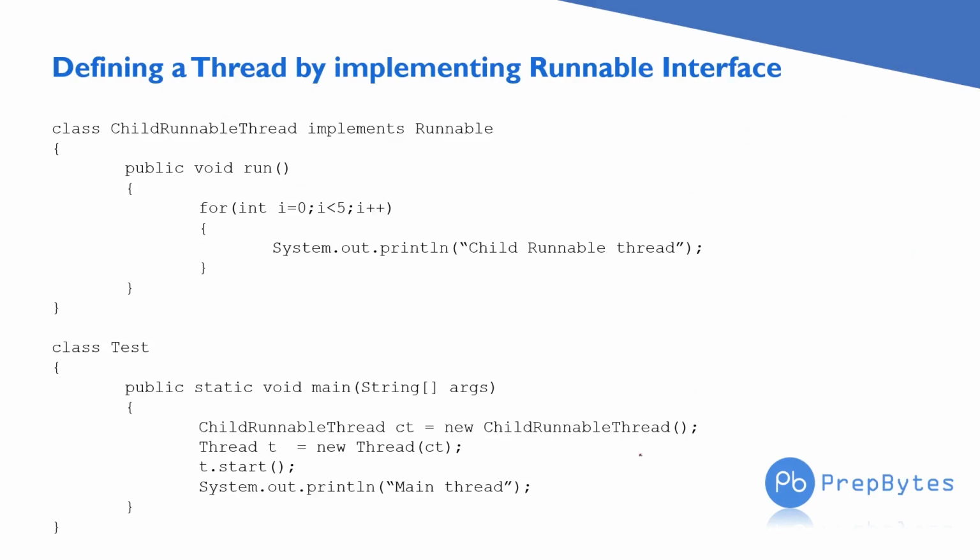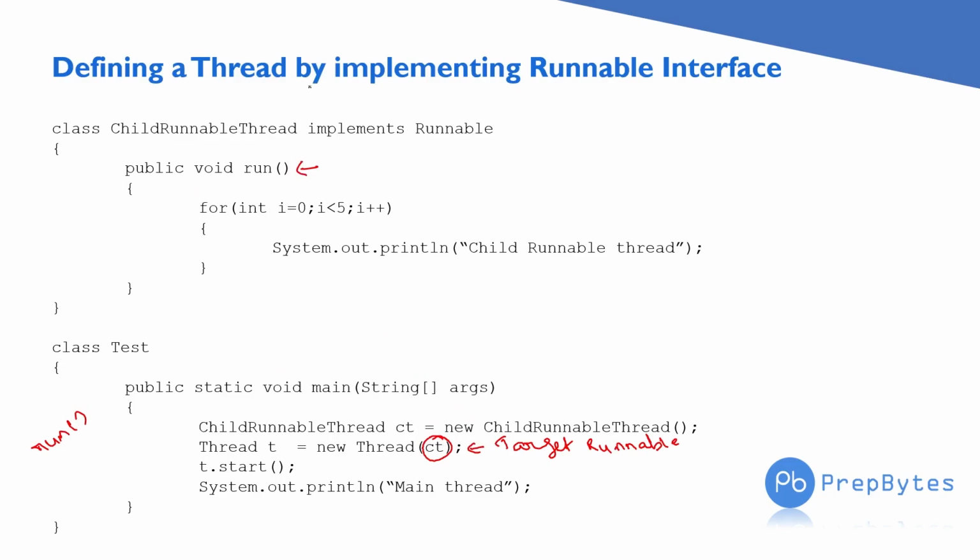The change is that when I am initializing my object, I am passing ct, that is nothing but the reference variable of my child runnable thread, and this is known as the target runnable. So what is the meaning of target runnable? I am telling the Thread class that whenever your run method is invoked, I am giving you a target. So go to this class, where the run method is present, and execute this method. That is the target runnable.